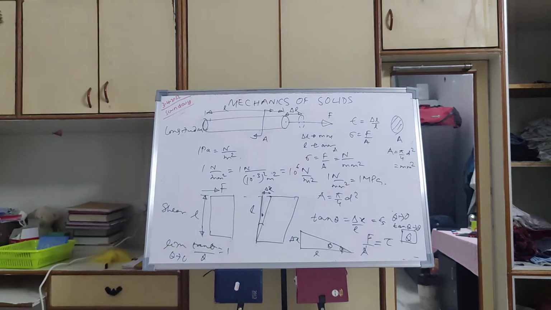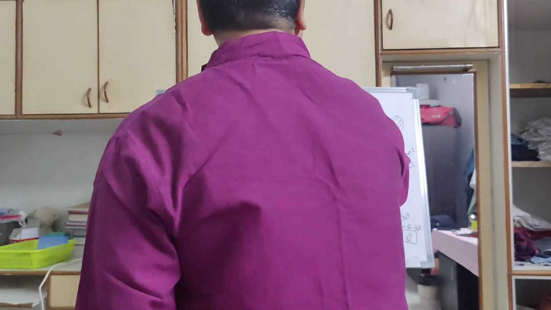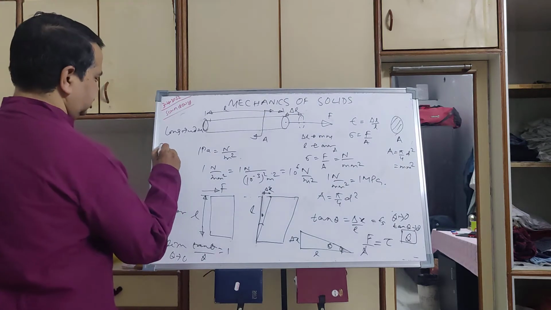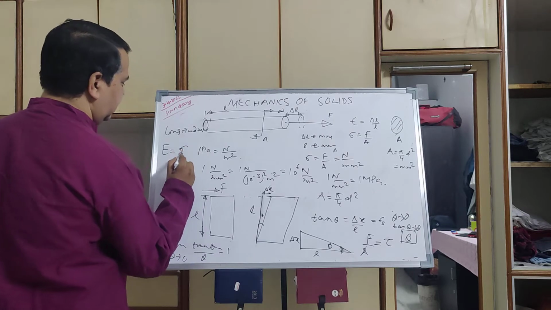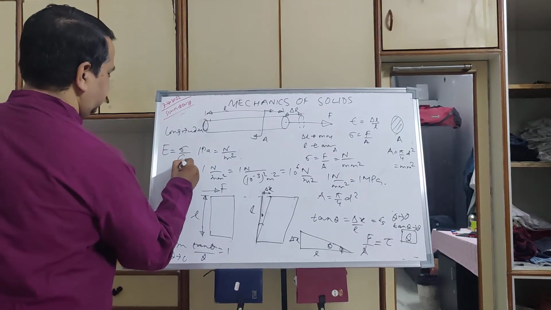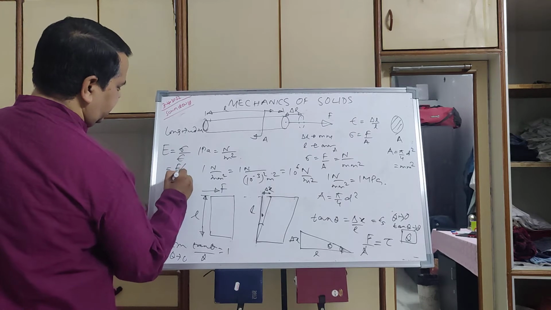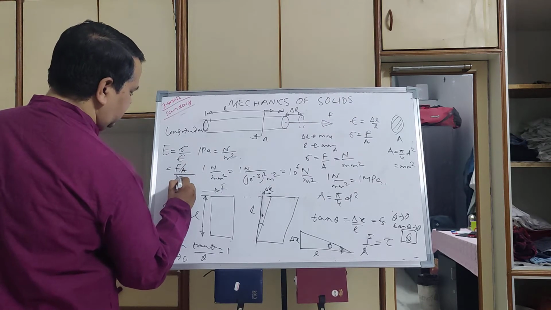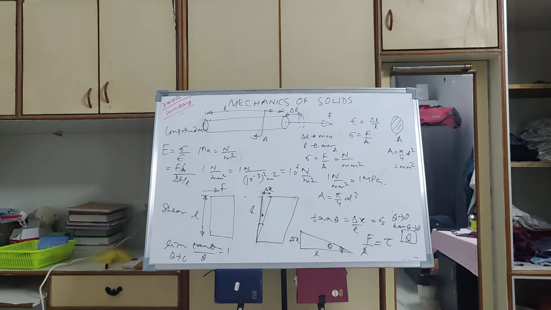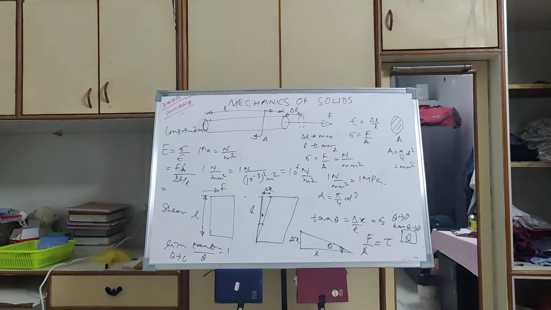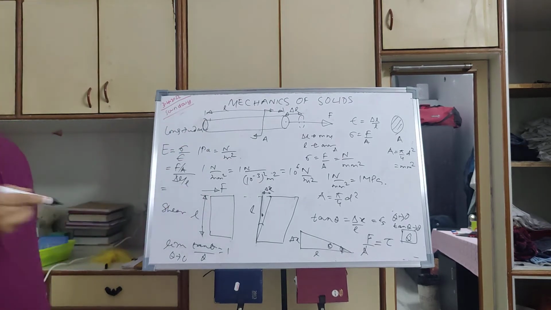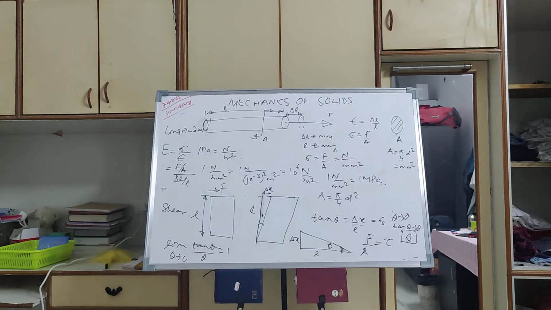Then there is something called Young's modulus. Young's modulus is equal to longitudinal stress sigma divided by longitudinal strain, which is nothing but F by A divided by delta L by L, that is FL by A delta L. Normally the longitudinal strain will be of the order of 10 to the power minus 3, so Young's modulus will be about 1000 times more than the strength.